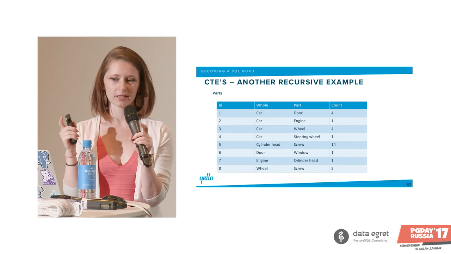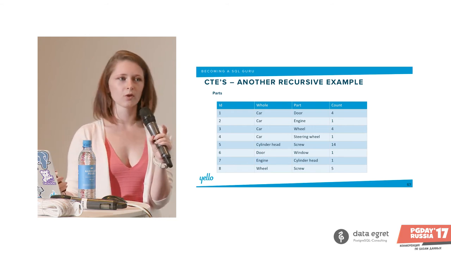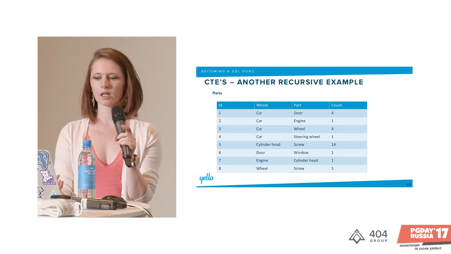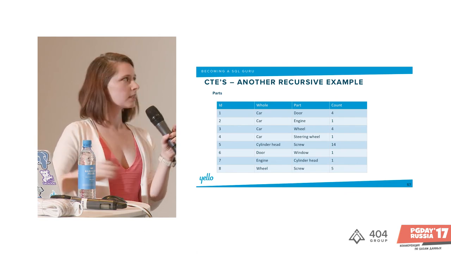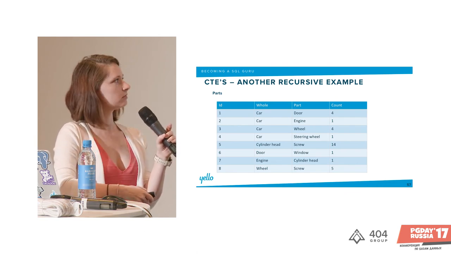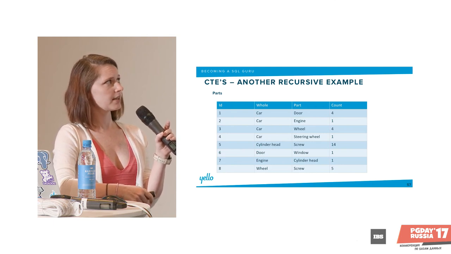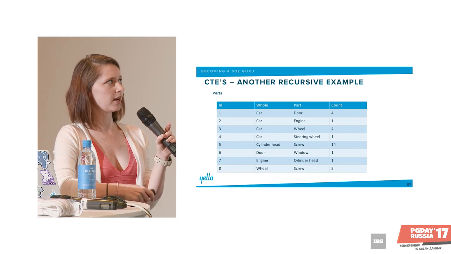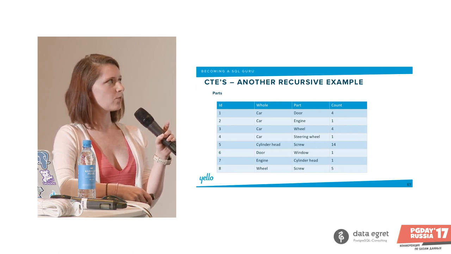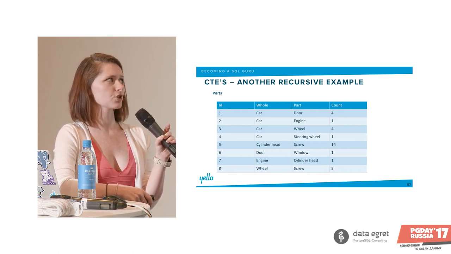And we keep going until it's done. So, what does that look like in practice? Let's say we have a table of parts that has some kind of car parts in it. In our case, we have a car, a cylinder head, a door, an engine, a wheel, and then it has some kind of component of that larger part, and how many of the components are within the larger part.